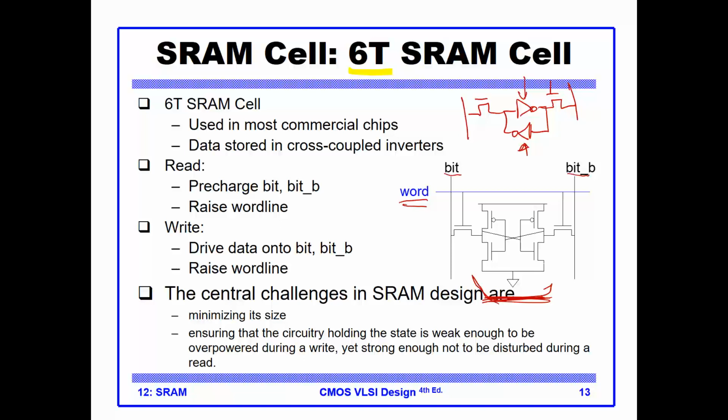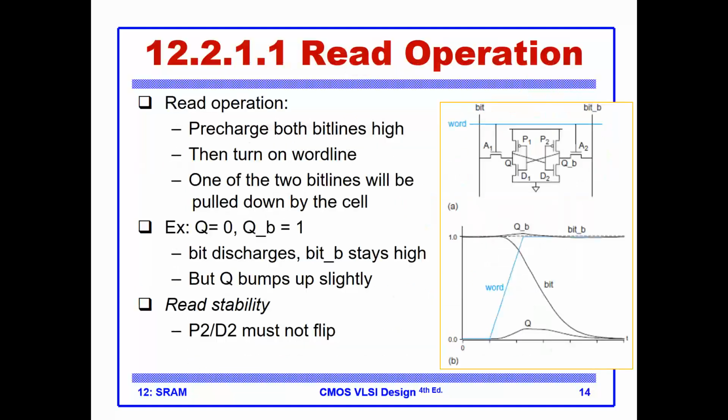Okay, so let's review the structure again. So you have the back-to-back inverter, you have the word line, which activates the access transistors. Look at the word line and access transistor connectivity, and then you have the bit and bit bar line connectivity. So these are important structures. So how can I do the read and the write operation to such a structure? Let's see how we can do the read.